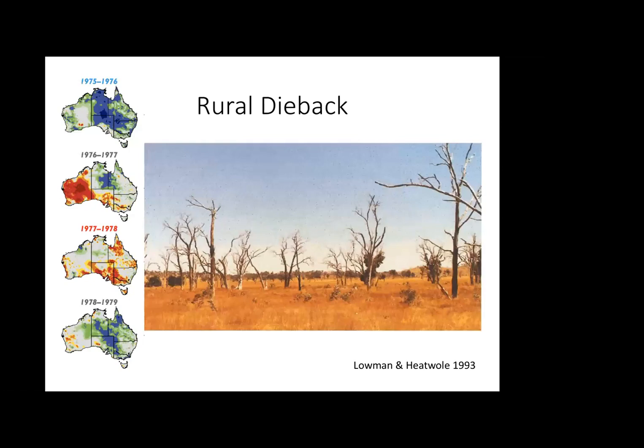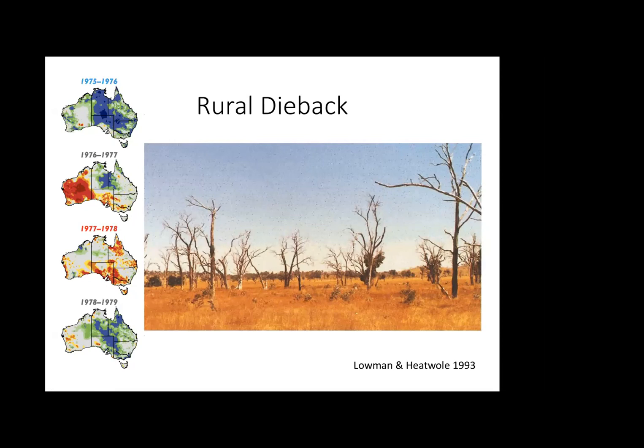Moving forward in the 70s and 80s, a lot of the literature is dominated by work on rural dieback. And you can see a photograph here taken from a paper by Meg Lowman and Hal Heatwole, documenting what that rural dieback looked like. So in the 70s and 80s, particularly in New South Wales, on the New England tableland, there was a massive loss of trees. So the landscape really changed because they lost a lot of these paddock trees.